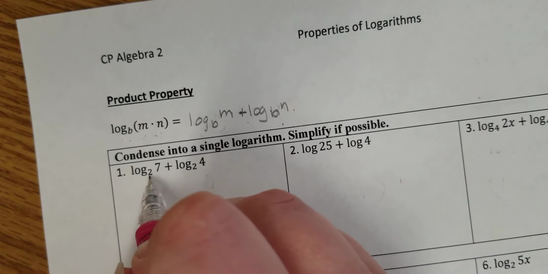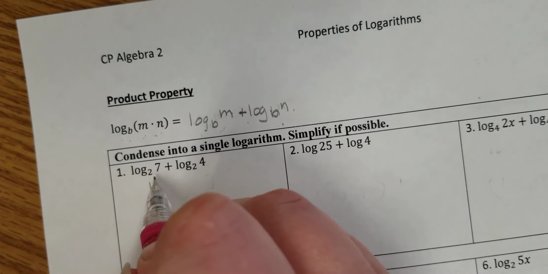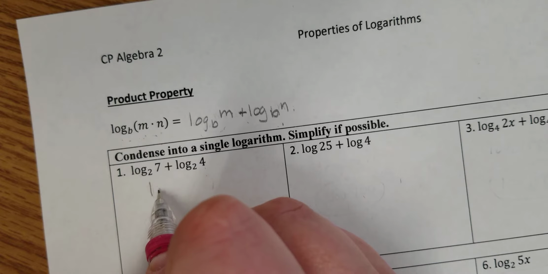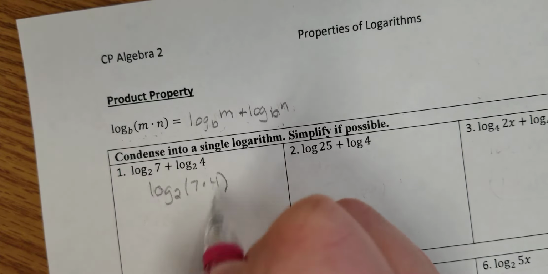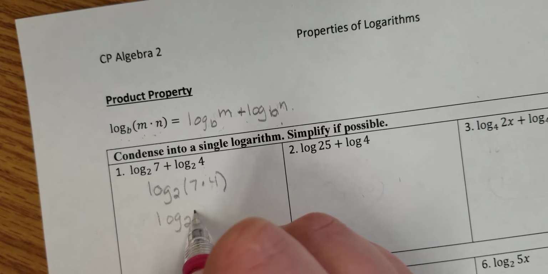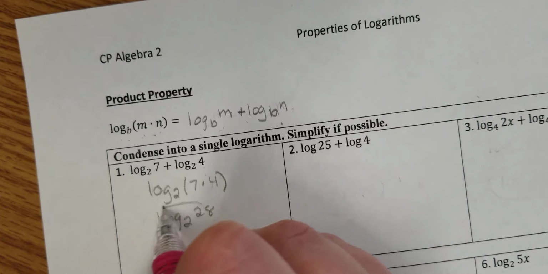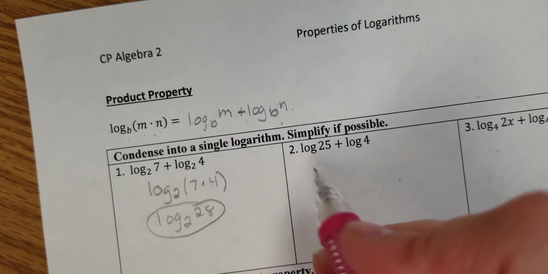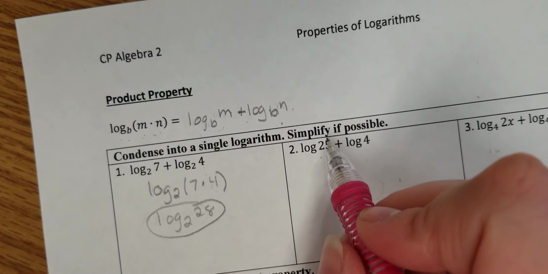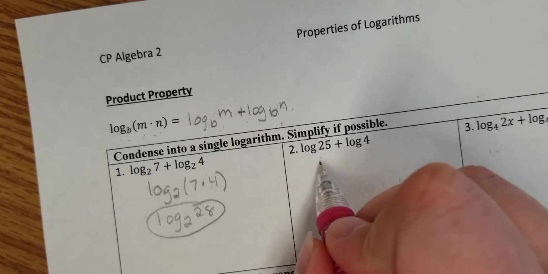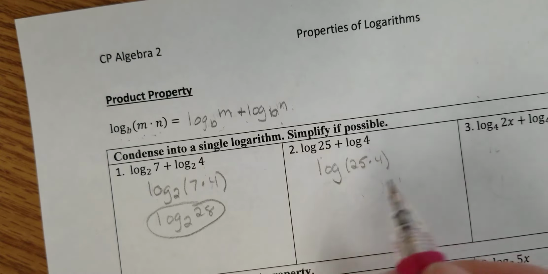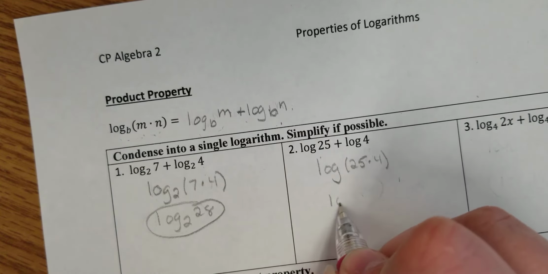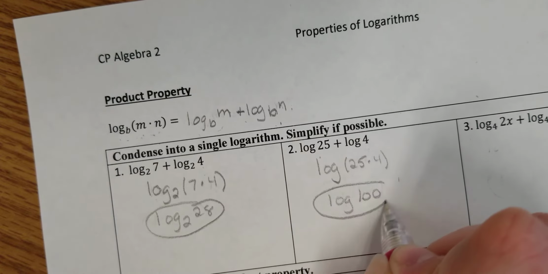So we have log base 2 of 7 plus log base 2 of 4. So you're going to rewrite it as one logarithm. So we have log base 2 of 7 times 4. And then you can multiply the 7 times 4. So we have log base 2 of 28. And there we go. So for this one, we have the common log of 25 plus the common log of 4. So we rewrite it as log of 25 times 4. And then multiply 25 times 4, and we get log of 100. And there's our final answer.